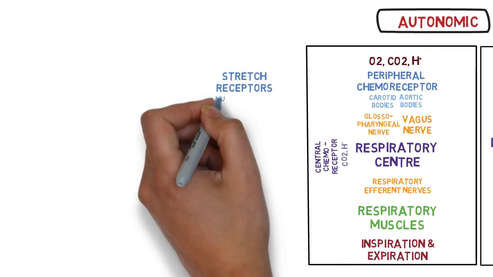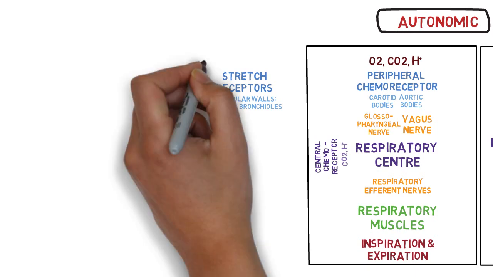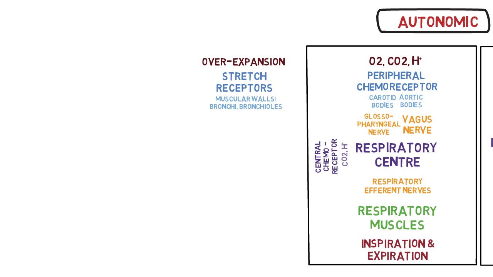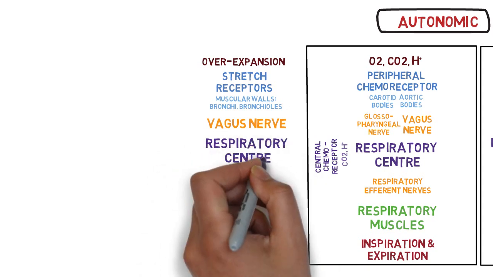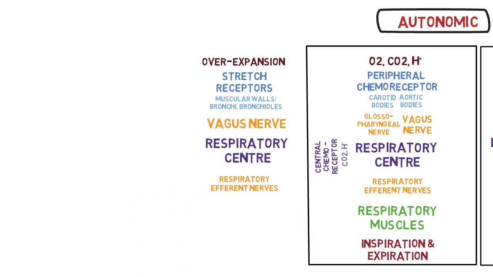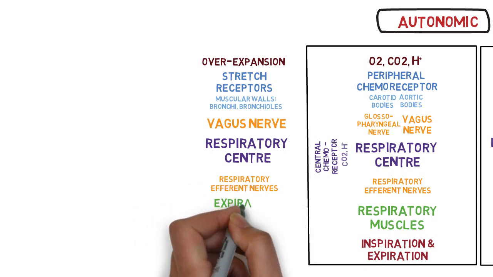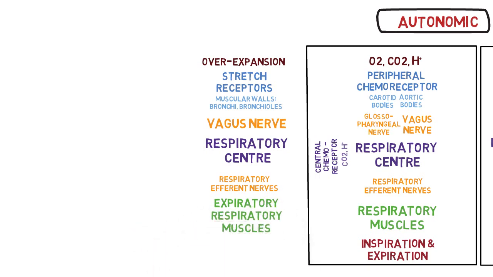Our lung also has its own protective mechanism. They are the stretch receptors located at the muscular walls of the bronchi and bronchioles that will detect overexpansion. When this occurs, they will send signal to the respiratory center via the vagus nerve. The inspiratory center will be inhibited. Then signals will be sent via the respiratory efferent nerve according to the muscles affected. In this case, since inspiratory center is inhibited, the expiratory muscles are activated, hence expiration will occur. This reflex is also called the Hering-Breuer inflation reflex.